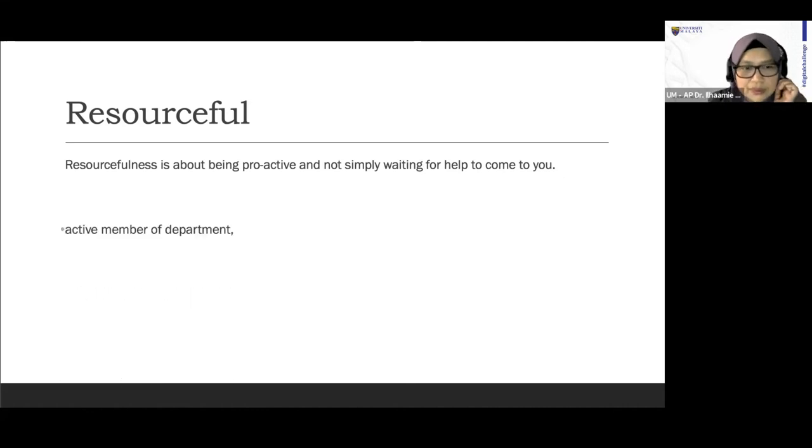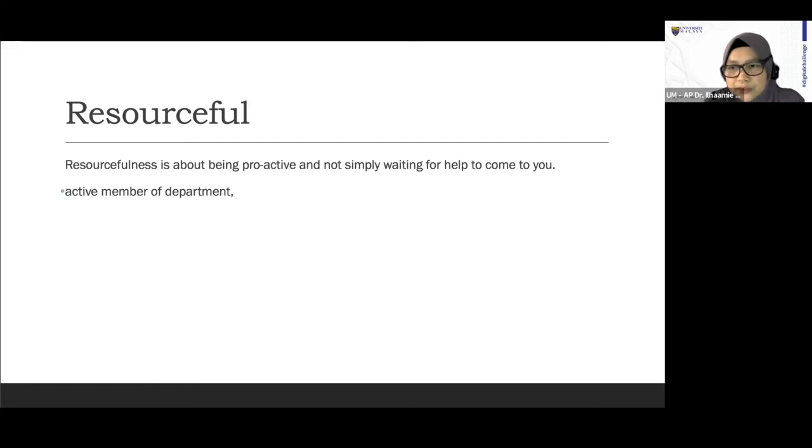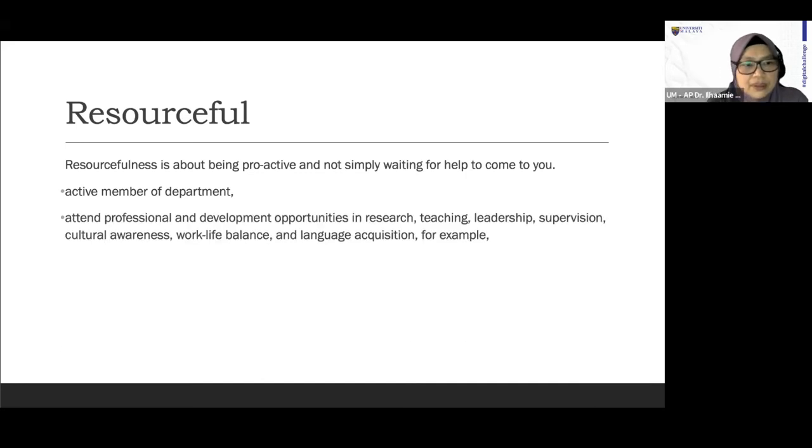So how to be resourceful? Firstly, you need to become an active member of the department. You cannot be shy, you cannot be alone by yourself; you need to mingle and be a part of the department. Then you also need to attend professional development opportunities in research, teaching, leadership, supervision, cultural awareness, work-life balance, and language acquisition, for example. All of these courses are offered by ADEC, except for language acquisition, which you have to look for from the faculty of language. I believe there are some new lecturers from the language faculty attending this course, maybe they can help.